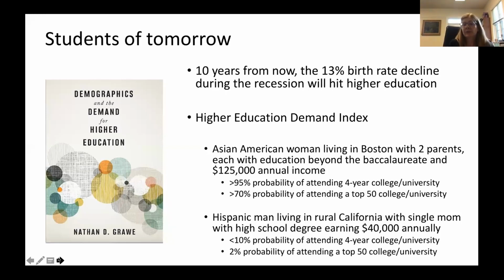For a member of another underrepresented group with a single parent and a lower family income, there's less than a 10% chance of going to a four-year college and about a 2% probability of going to a top 50 college or university. And that really, for me, gets me thinking about all this potential talent in STEM, and how do we become more inclusive and bring people in? Because we're going to need everybody to solve these problems.